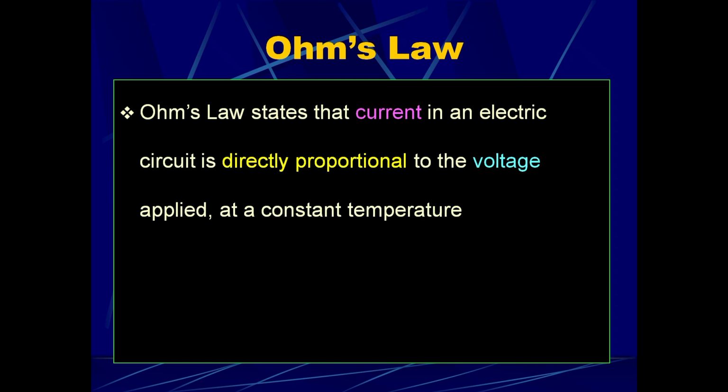Now a very important law is Ohm's law. Ohm's law states that current in an electric circuit is directly proportional to the voltage applied at a constant temperature. So generally V is directly proportional to I. And actually, to convert the directly proportional symbol to an equal sign, you have to add a proportionality constant. Here I'm adding a proportionality constant R, which is resistance. So V is equal to IR. So this is what Ohm's law means.